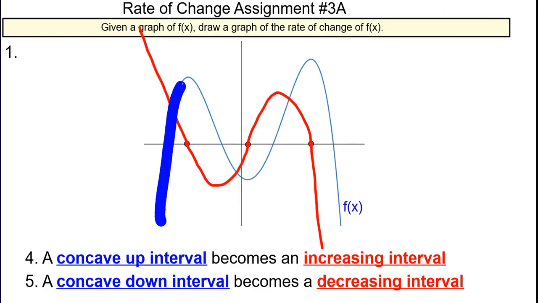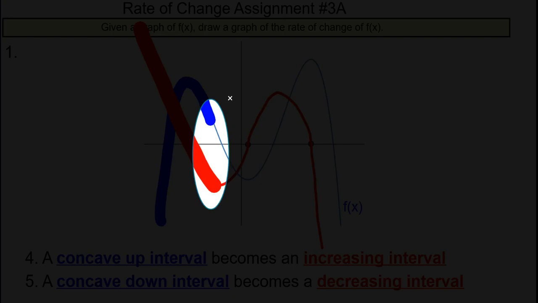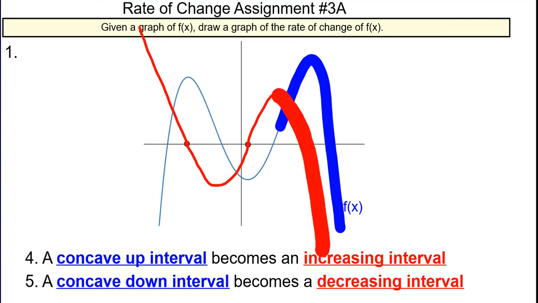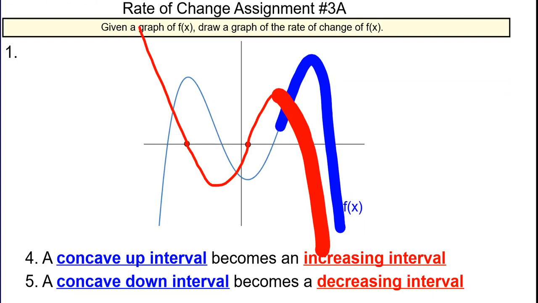Rule 5 says that a concave down interval on f of x corresponds to a decreasing interval on the rate of change function. Each interval begins at negative infinity and ends with the same x-coordinate. There is another concave interval here on f of x, and it corresponds to this decreasing interval on the rate of change function. Both intervals begin with the same x-coordinate, and both intervals extend to the right to infinity.